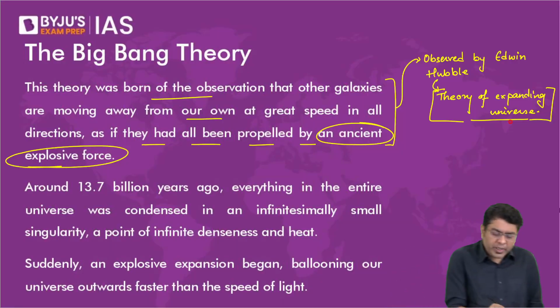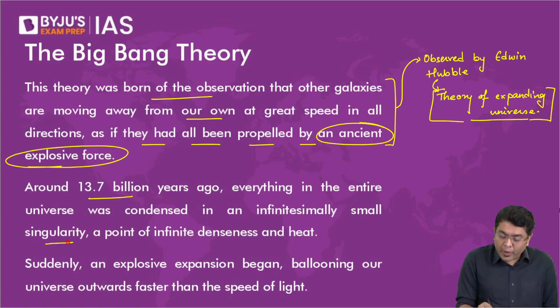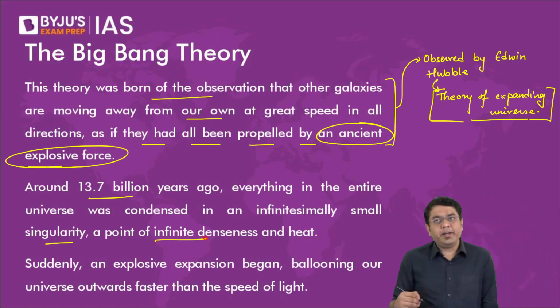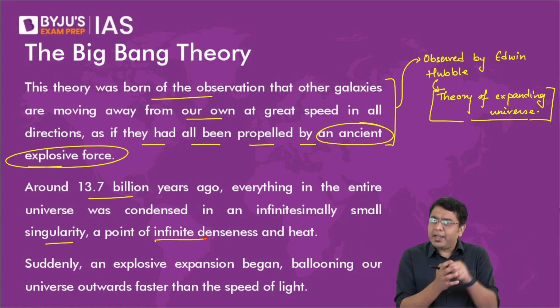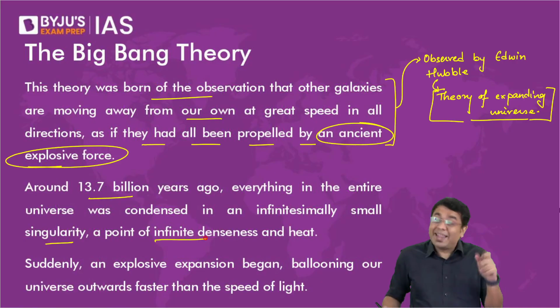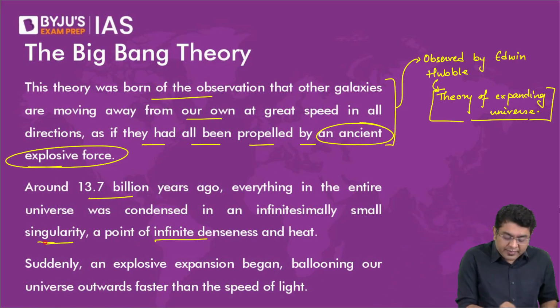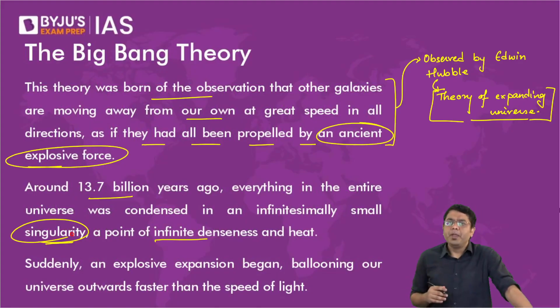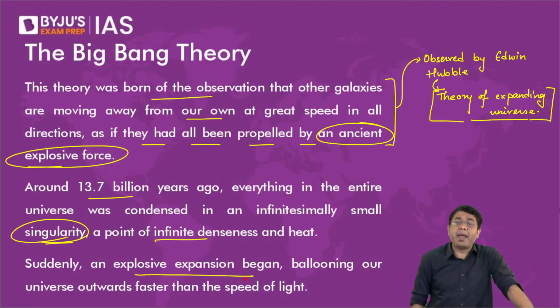So, around 13.7 billion years ago, everything in the entire universe was condensed into an infinitesimally small singularity, a point of infinite denseness and heat, which means everything that you see around was contained in a single mass. And that single mass was referred to as the singularity. Suddenly, because of very high pressure and very high temperature, an explosive expansion began, ballooning our universe outwards faster than the speed of light.